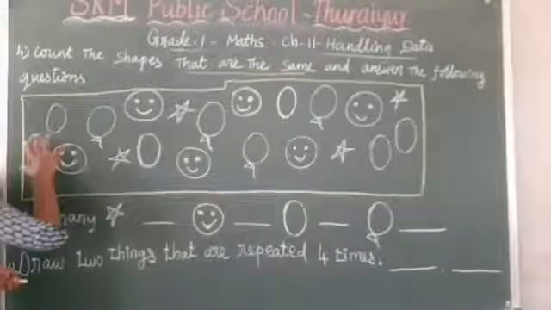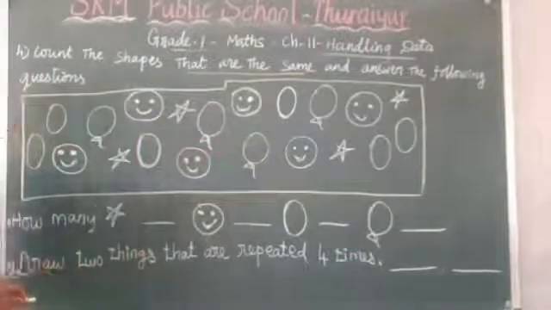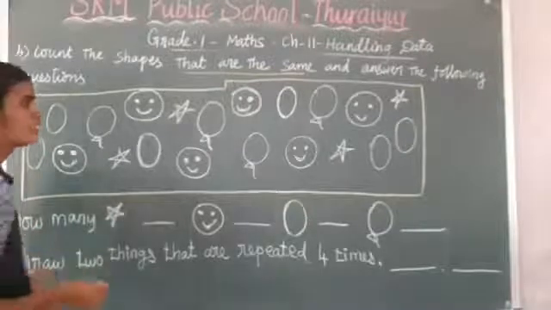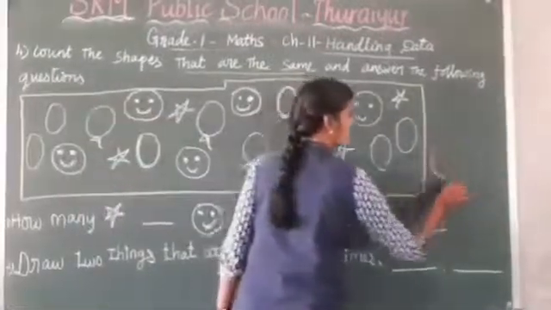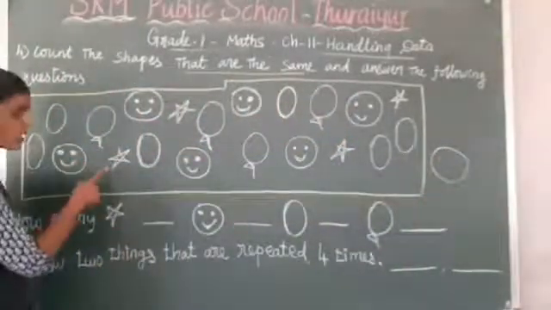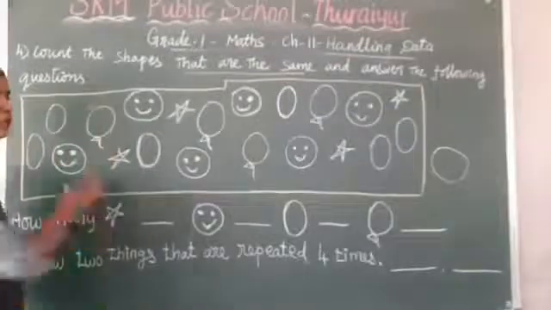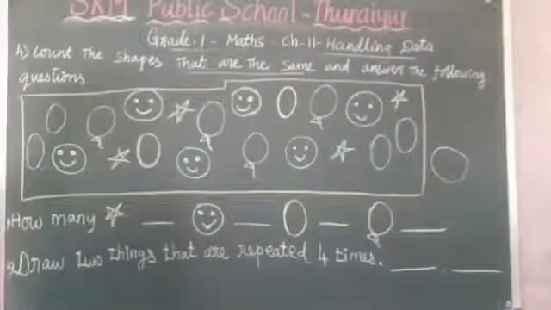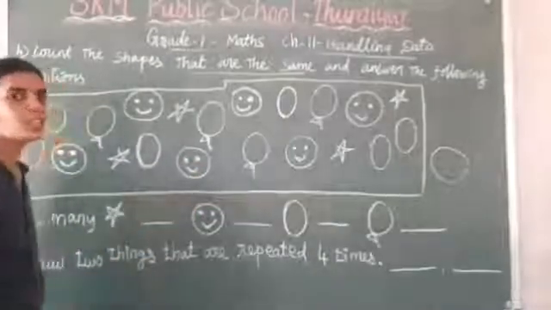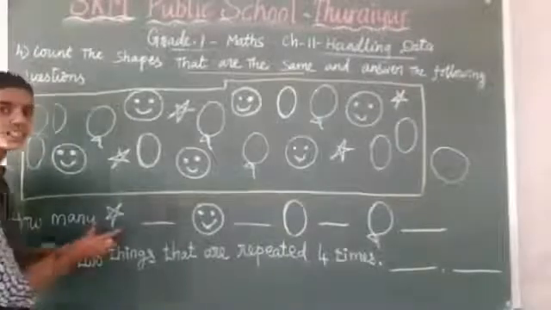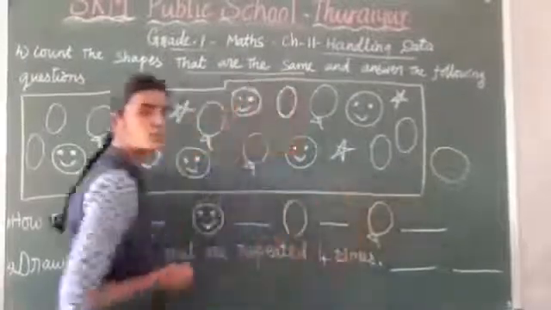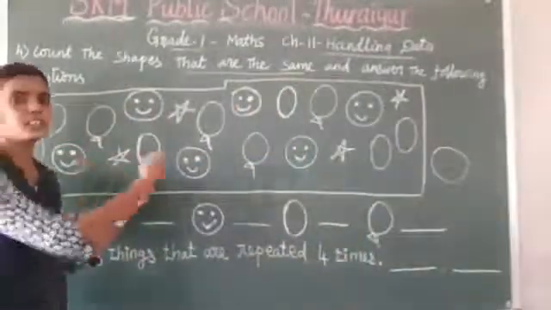See here, many pictures are given. What is the shape of this? Oval. Circle means like this one, you know. This is the oval shape. Next, balloon, star, smiley. So four types of pictures are mingled here, and in this we find the answers to the following questions. First one: how many stars, smileys, ovals, balloons? Count each picture.